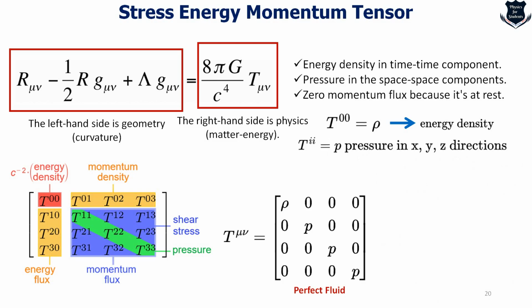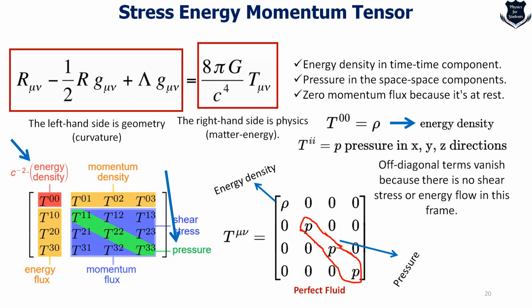Similarly, T ii, I mean to say the indices go on and on. These are the x, y, z directions. So here is the energy density, and here is the energy density. We are just mapping so that the perfect fluid is an easy model to understand the stress energy momentum tensor. If I take these diagonal components, this is called pressure. Here also you get a pressure. What I'm trying to tell is that the off diagonal terms vanish because there is no shear stress or energy flow.